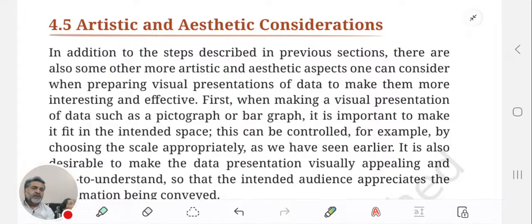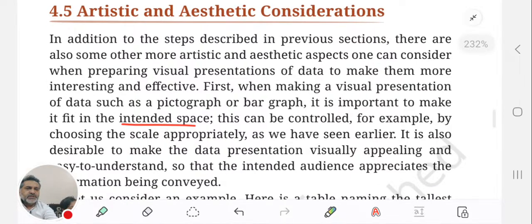First, when making a visual presentation of data such as pictograph or bar graph, it is important to make it fit in the intended space. એટલે આખા કાગળમાં સમાઈ જાય એવી રીતે આપણે બનાવવું જોઈએ. This can be controlled, for example, by choosing the scale appropriately.